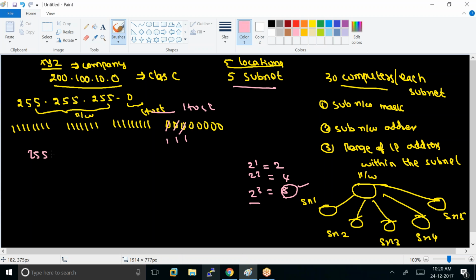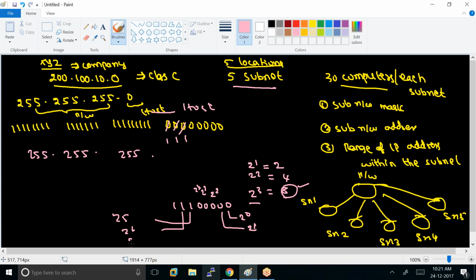Now this corresponds to 255, 255, 255. For the last octet, we complete the values: 2 power 0, 2 power 1, 2 power 2, 2 power 3, 2 power 4, 2 power 5, 2 power 6, 2 power 7. 2 power 5 is 32, 2 power 6 is 64, 2 power 7 is 128. Totally 128 plus 64 plus 32 is 224. Okay, the value is 224. Am I making sense about what I am doing here?